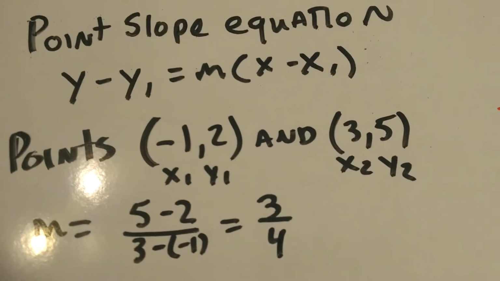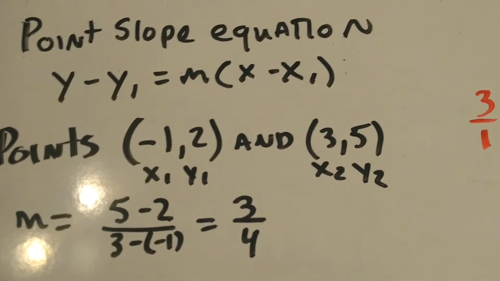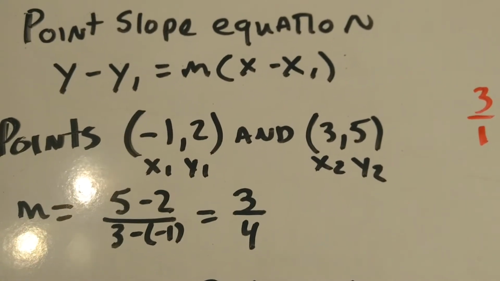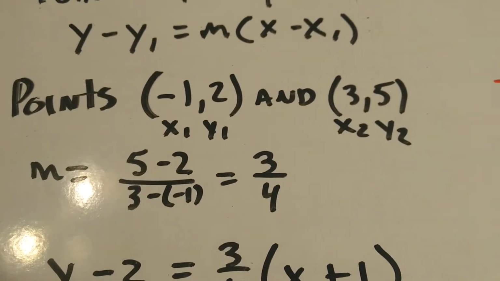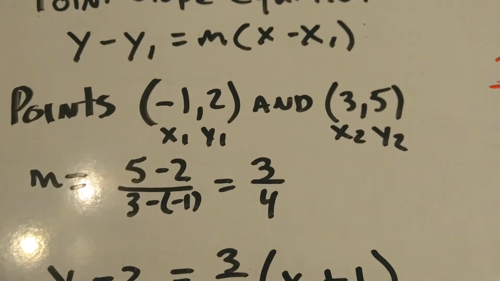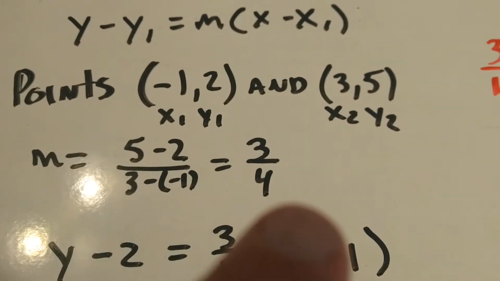And what example 6 says is we have a point (-1, 2) and a point (3, 5). We want to know the equation in slope-intercept form of the line that goes through these 2 points. Well, the first thing we do is we label (-1, 2) as x1, y1, and (3, 5) as x2, y2, put them in the slope formula, and get the slope of 3/4.